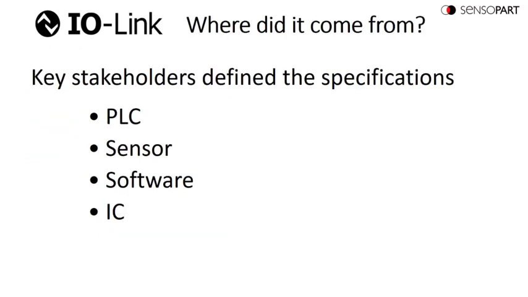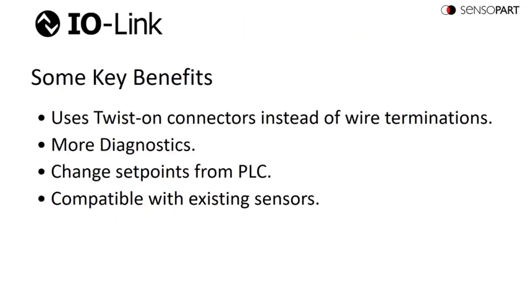One of the reasons it seems like IO-Link is working so well is in the beginning they got the key stakeholders together. The IC manufacturer was key also because now if you want to make IO-Link products, they're reasonably priced. Some key benefits: it uses M12 connection, the two-way communication gets you more diagnostics, and you can load set points from the PLC to the sensor, and you don't have to make a switch where every sensor from this moment forward becomes IO-Link. You can mix and match IO-Link and traditional sensors.